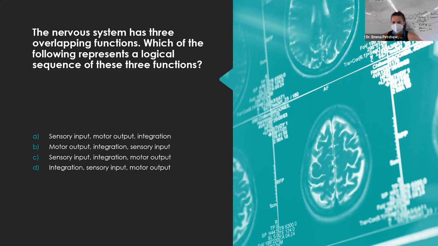And those of you who said C as the answer are correct. You're going to have some type of sensory input, integration in the brain, and then some type of motor output. That's your typical function, your typical logical order.